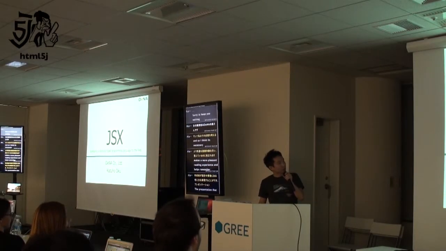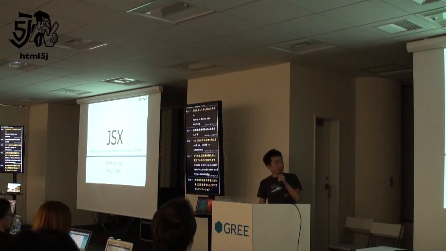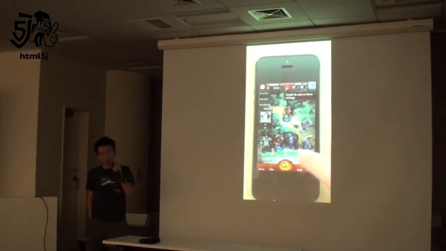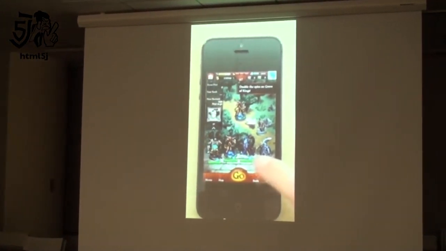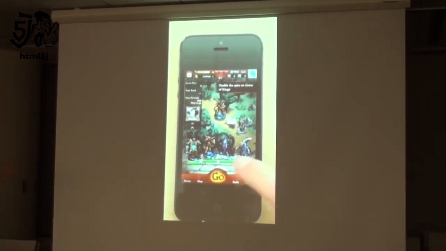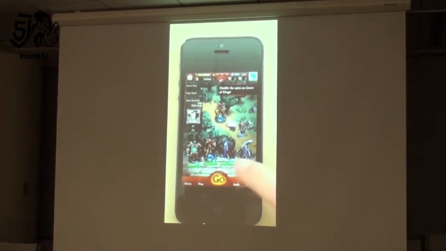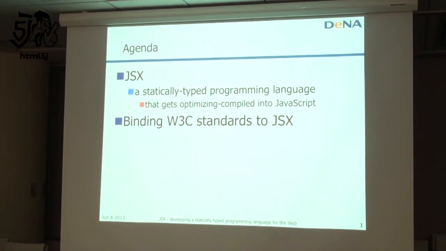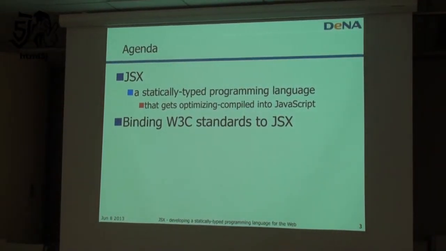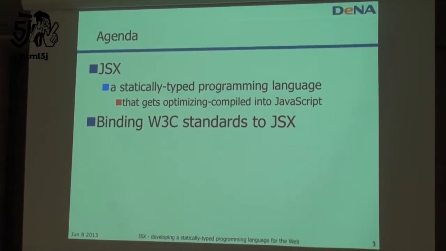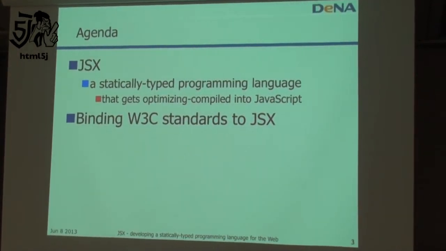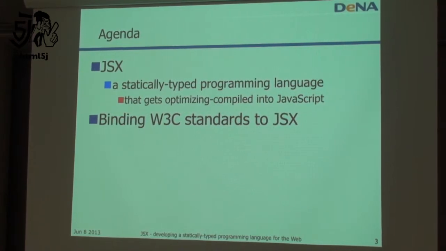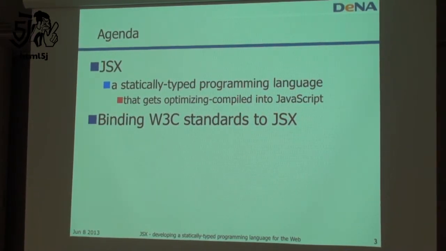Now, let me introduce JSX and how we create these kinds of games. As you can see, this is a screenshot of an iPhone, and the game is a pretty complicated game, but it's actually running on a web browser, and we are creating such games. Today I'd like to talk about JSX, which we use to create such games, and JSX is a statically typed programming language. And also, I'd like to talk about how we bind the W3C standards to JSX.